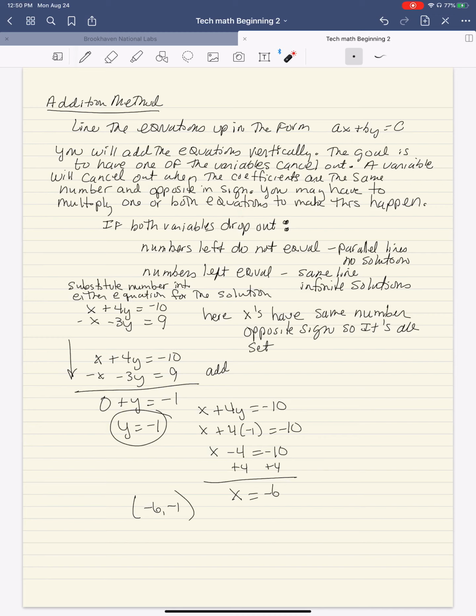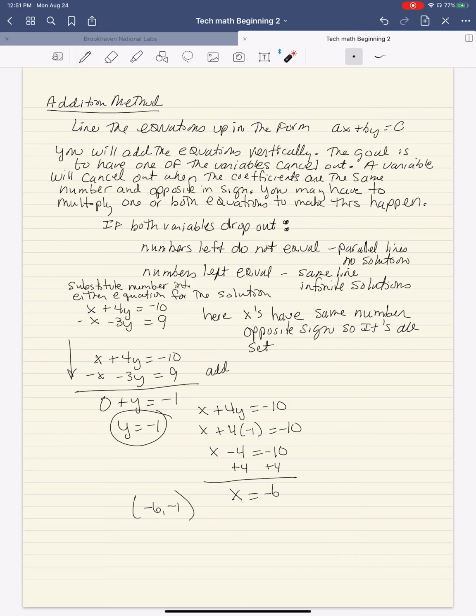So, as an example, x plus 4y equals minus 10, minus x minus 3y equals 9. First, they're all in the correct form: the x, the y, the coefficient. If they were not in this form, I would have to reorganize the equations. So here my x's already have the same number and opposite sign, so I'm all set. This is a 1, this is a minus 1. I don't have to do anything to this.